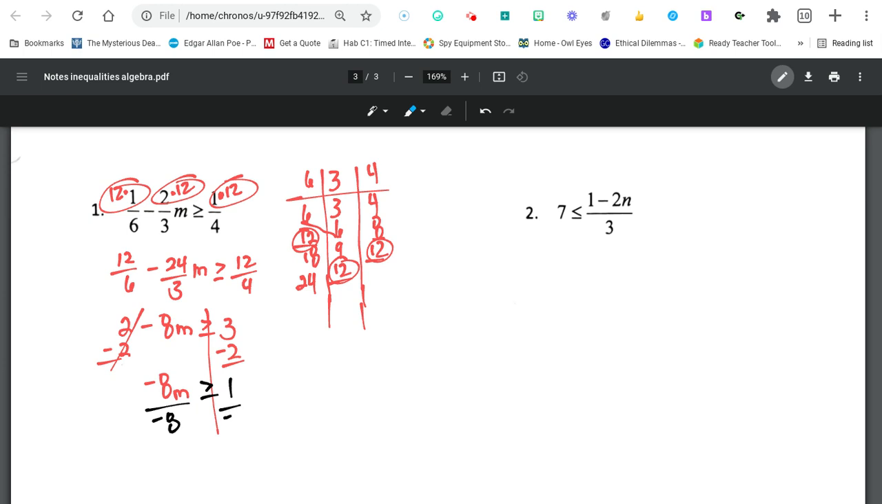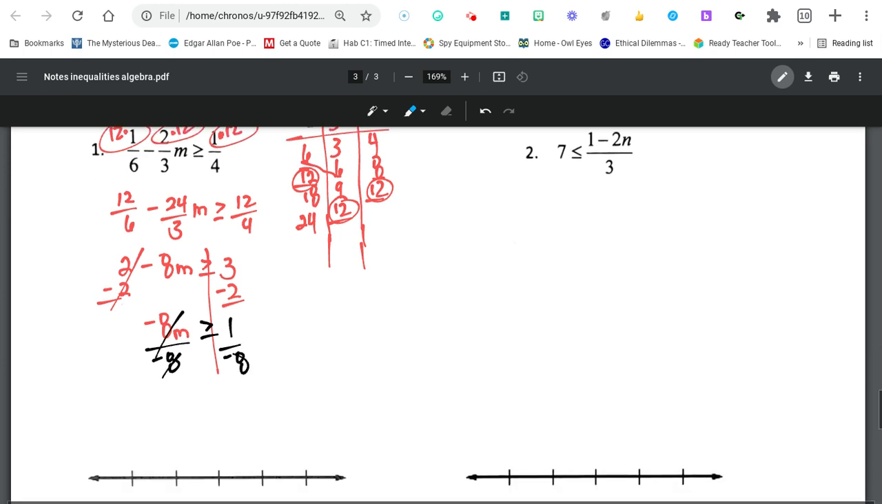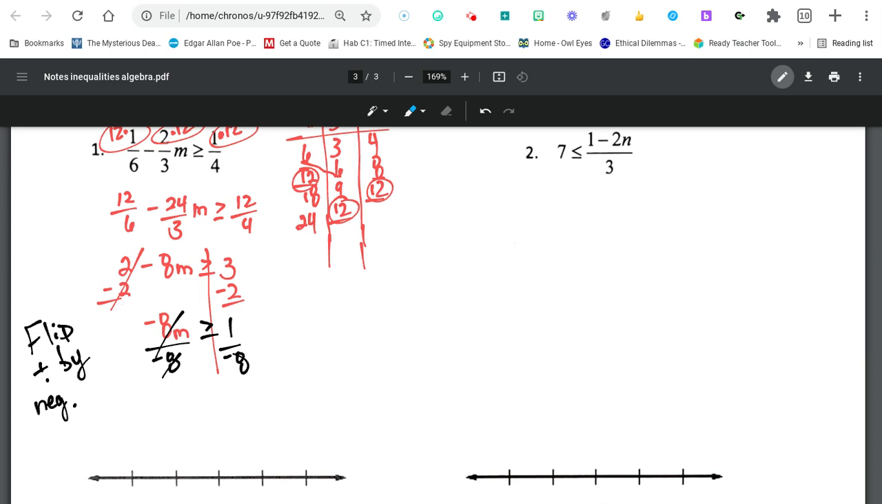You're going to divide both sides by negative 8. Since you're dividing by a negative, flip the symbol. So greater than or equal to is going to flip to less than or equal to. Please do not put m as less than or equal to negative 8. In order for it to be negative 8, the negative 8 would have had to be in the numerator. 1 divided by negative 8 is just negative 1/8, okay? It's a fraction. That's all you can do. So don't do that.